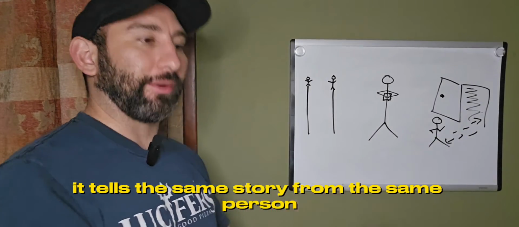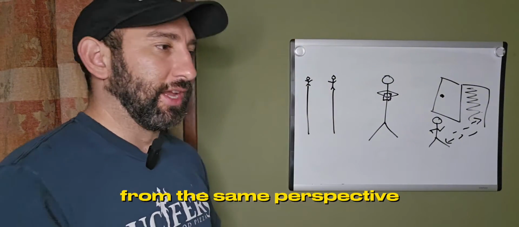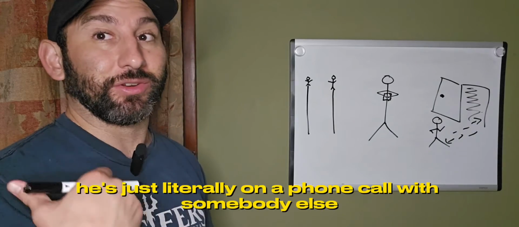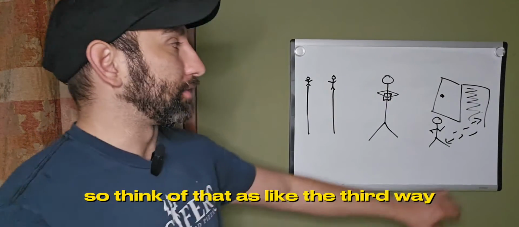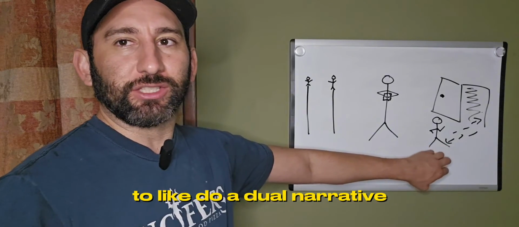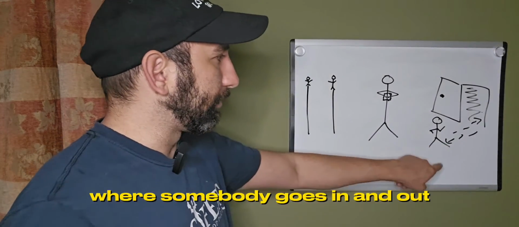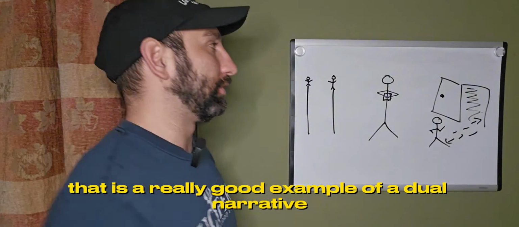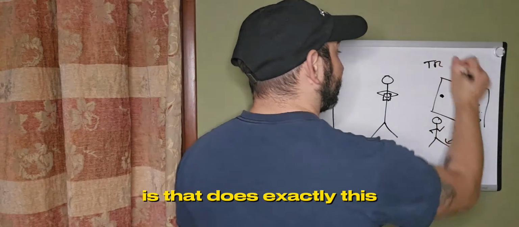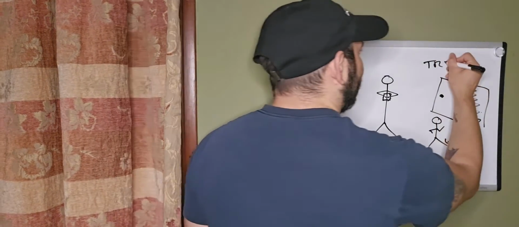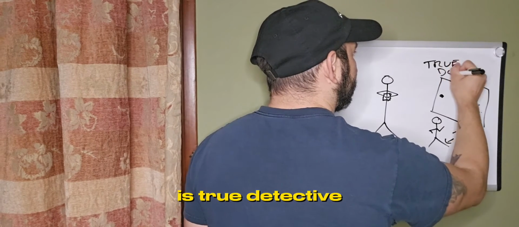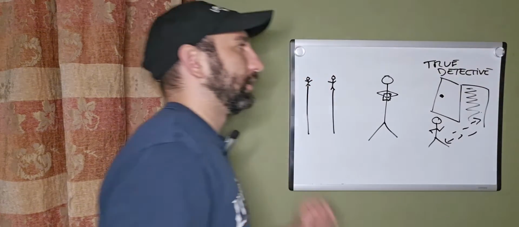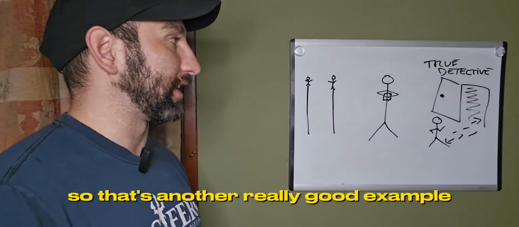It tells the same story from the same person, from the same perspective, but in a different way, because in one he's actively being a detective, and in the second he's just literally on a phone call with somebody else. So think of that as the third way to do a dual narrative, where somebody goes in and out. Another one off the top of my head that does exactly this is True Detective.